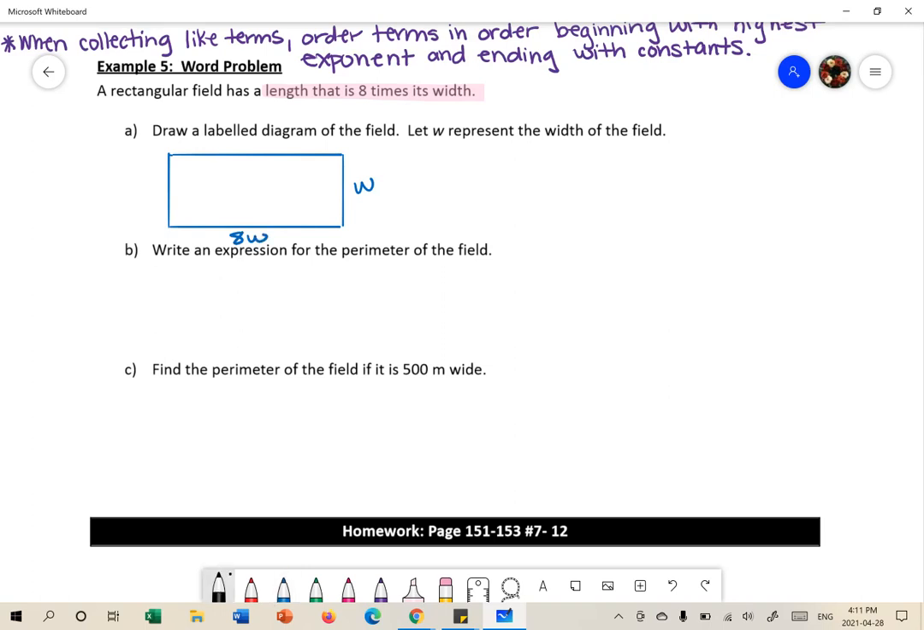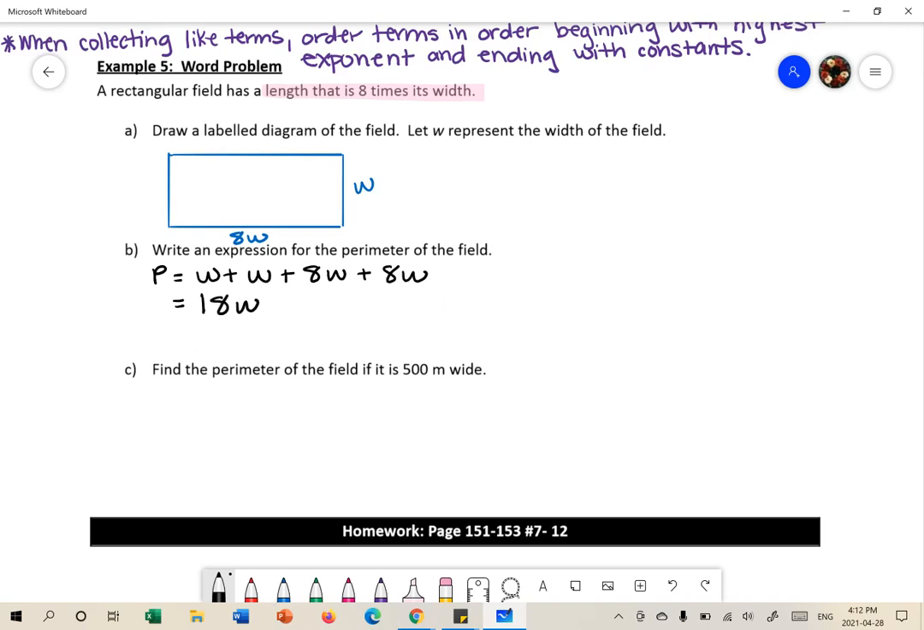B, write an expression for the perimeter of the field. So perimeter equals length plus width plus width. Instead of using L, we're using 8W for the length instead. But perimeter is still adding up all of the sides and simplifying that to 18W.